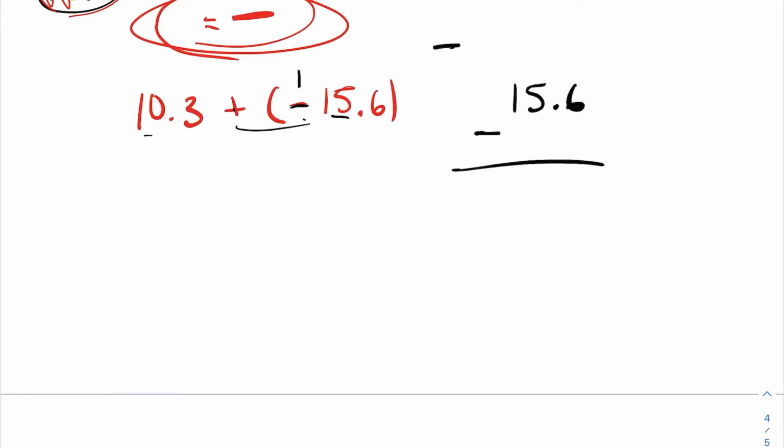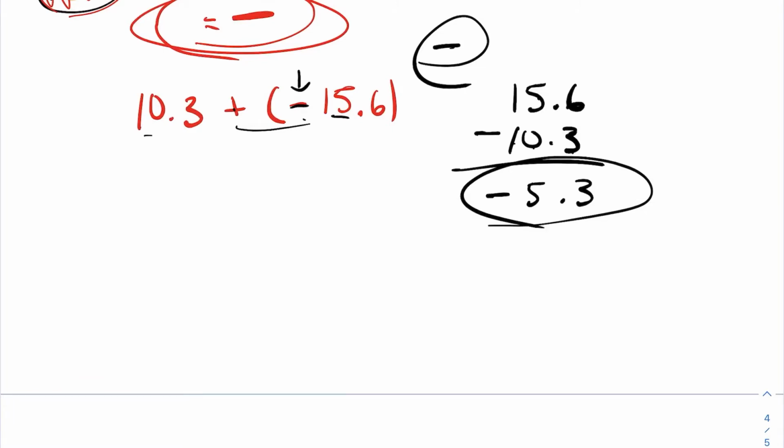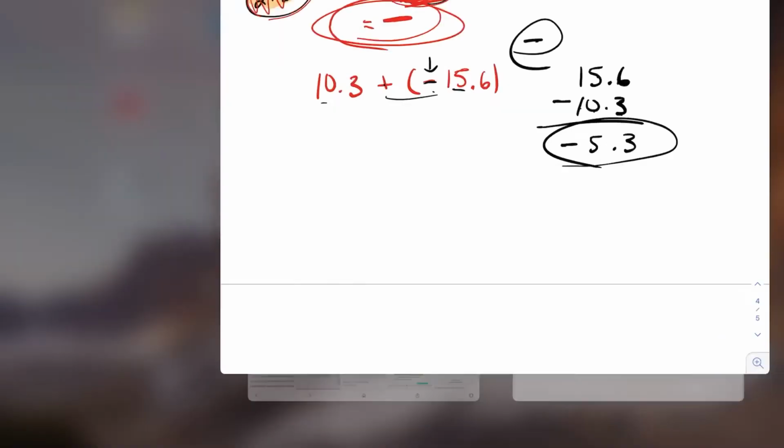It's the subtraction right here. It tells you to do that. 10.3. Just go ahead and do a straight subtraction. 6 minus 3 is 3. 5 minus 0 is 5, and 1 minus 1 is nothing. And remember that the answer is negative, and bam, there you go. This is how you work with decimals when you are subtracting, and it seems really hard, okay?